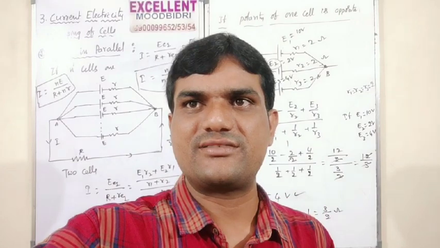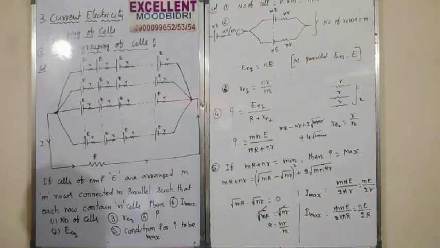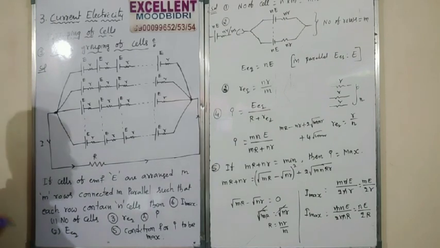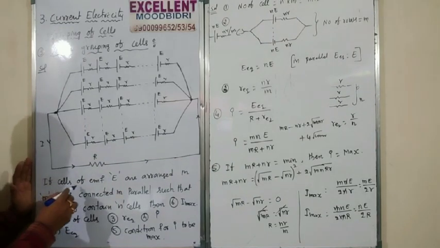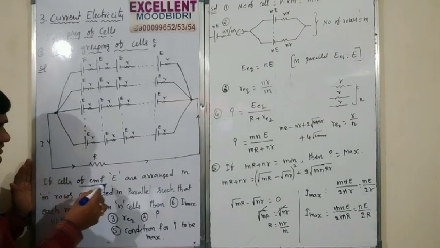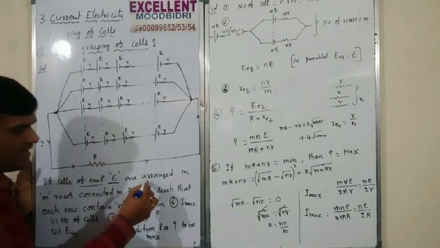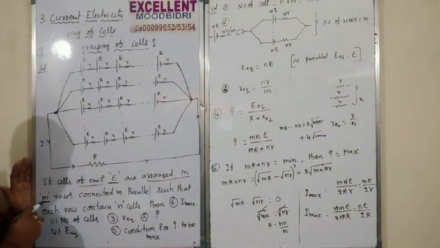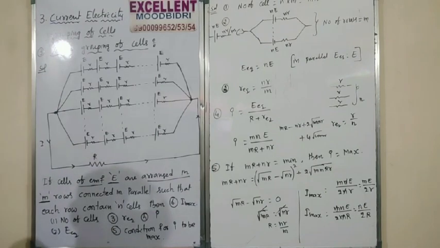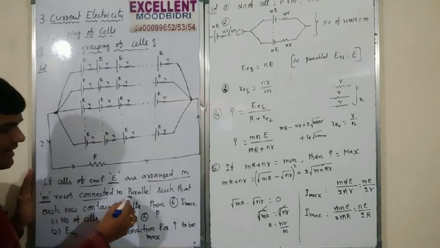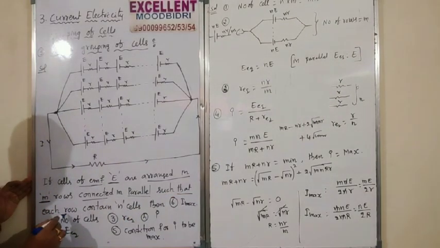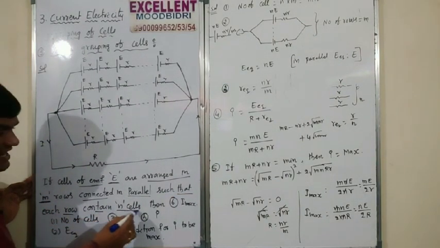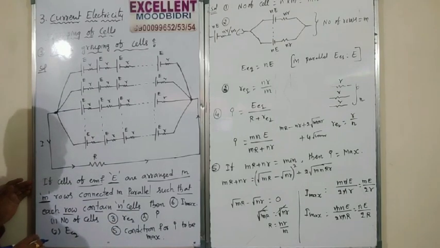Right, the last topic is mixed grouping of cells. Mixed grouping of cells means here we are having n cells. See that if cells of EMF E are arranged in m rows connected in parallel, such that each row contains n cells.